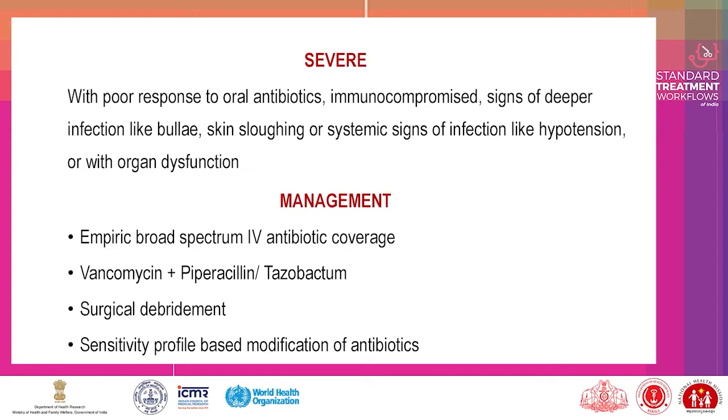For severe cases with poor response to oral antibiotics, immunocompromised, those with signs of deeper infection like bullae, skin sloughing, or systemic signs of infection like hypotension or organ dysfunction, management involves empiric broad spectrum IV antibiotic coverage, vancomycin with piperacillin tazobactam, then surgical debridement, and sensitivity profile based modification of antibiotics.